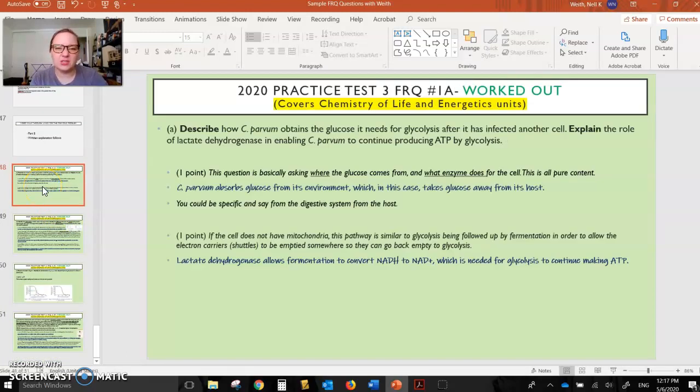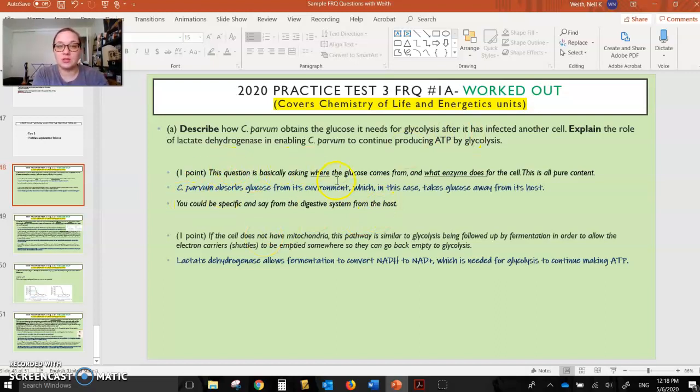Describe how C. parvum obtains the glucose it needs for glycolysis after it has infected another cell. Explain the role of lactate dehydrogenase in enabling this cell to continue producing ATP by glycolysis. So you have to take what we know about cellular respiration with glycolysis, Krebs cycle, etc. But if they can't do the mitochondrial parts, they're doing glycolysis into fermentation so that they can get their electron carriers emptied and still go back into glycolysis and generate some ATP.